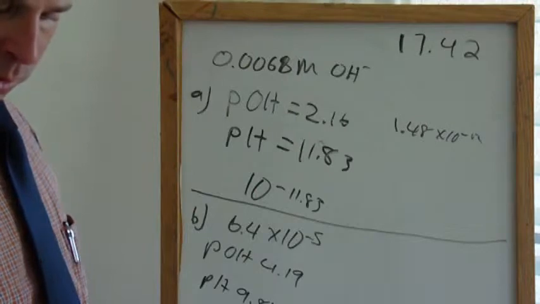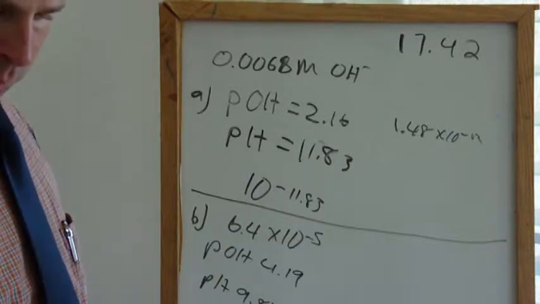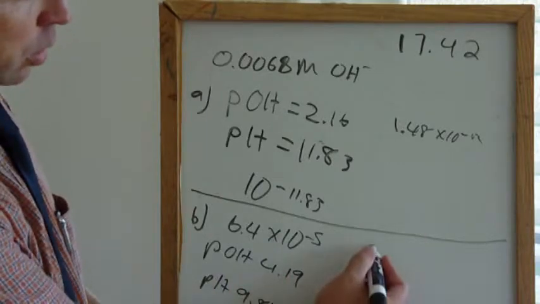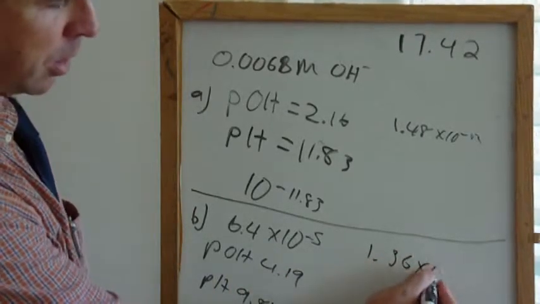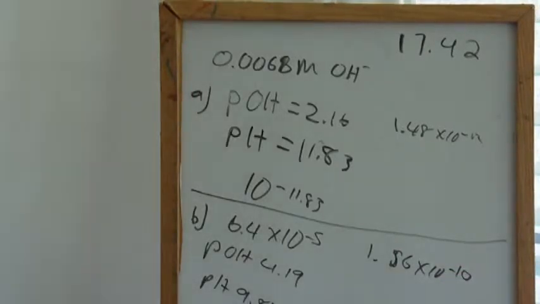10 to the negative 9.81. Hydrogen ion concentration is 1.56 times 10 to the minus 10. All right, we'll check the answers on those two. 17.42.